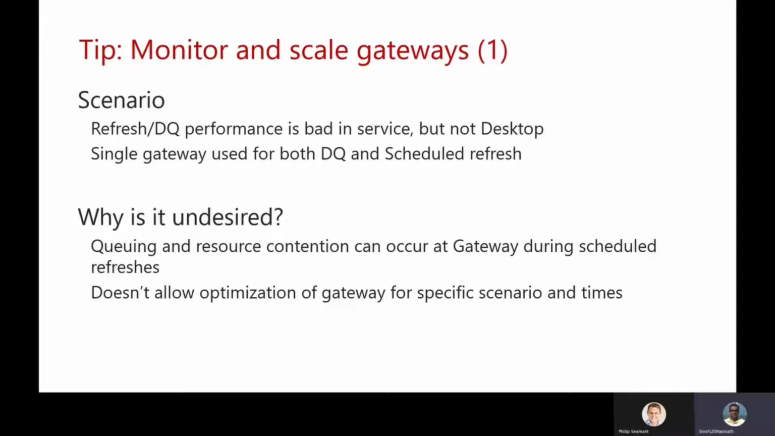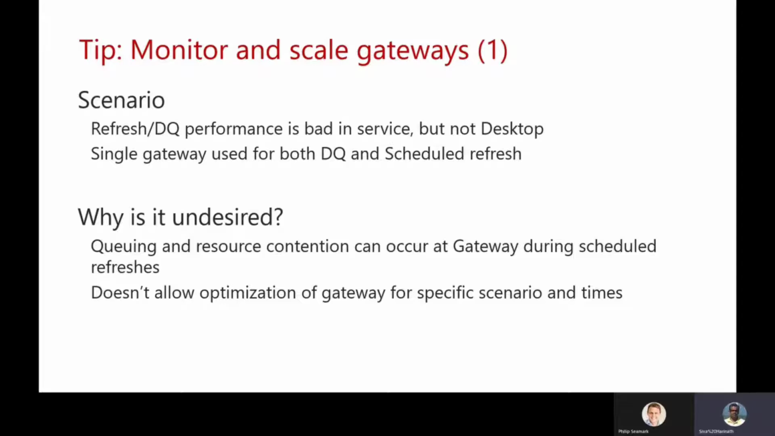that could potentially cause a bottleneck, right? And then it doesn't allow optimization of the gateway for specific scenarios and times. This is especially true if you have all the scheduled refreshes set up and you are expecting all of the data to be arriving in the Power BI service when people come in and log in at 9 a.m. in a particular location, right? You want to make sure that the gateway is not the bottleneck here.